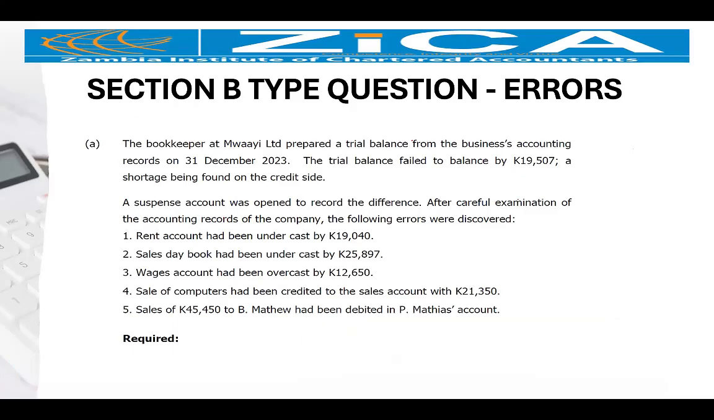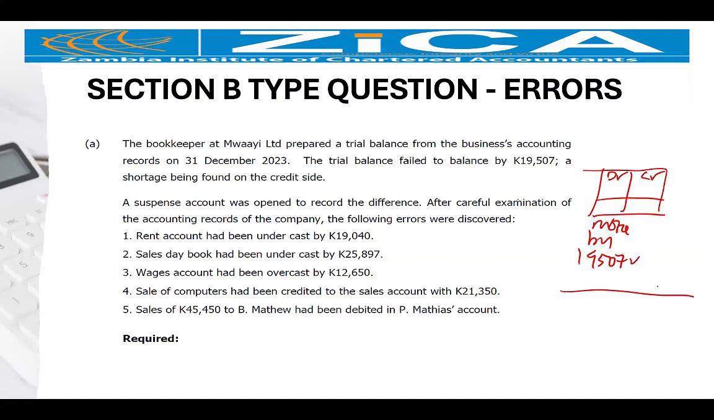matter. So we have this, the trial balance failed to balance by 19,507, a shortage being found on the credit. So whatever the case, the trial balance is more on the debit, more by 19,507, since we are told a shortage being found on the credit. So this credit side of the trial balance is less and the debit is more by this amount.